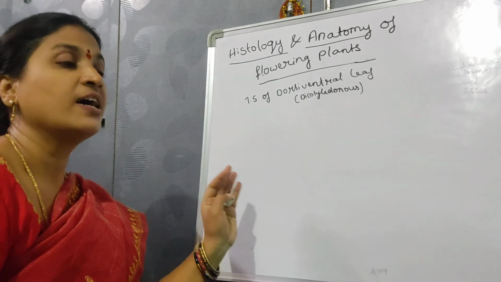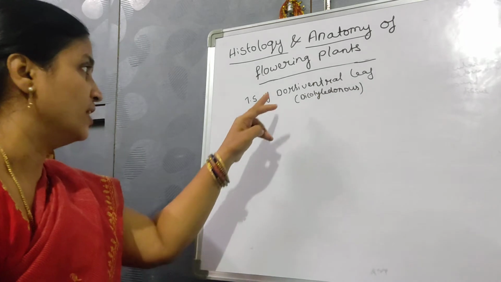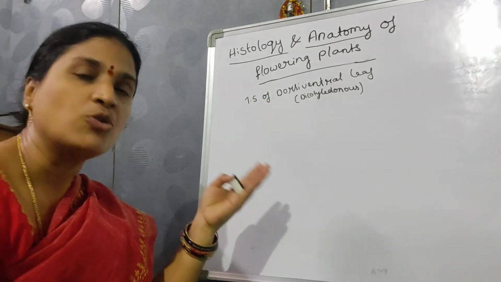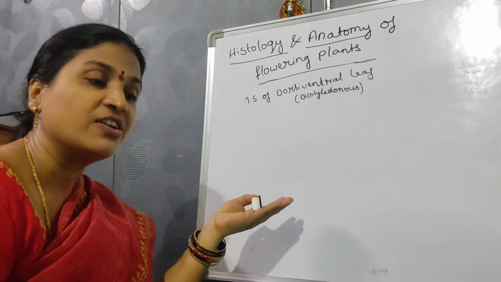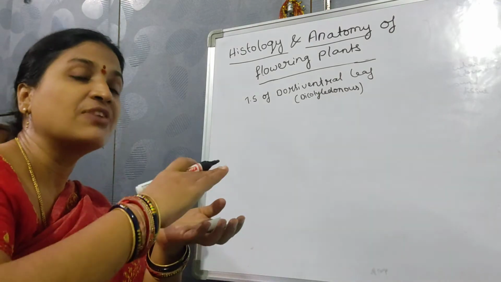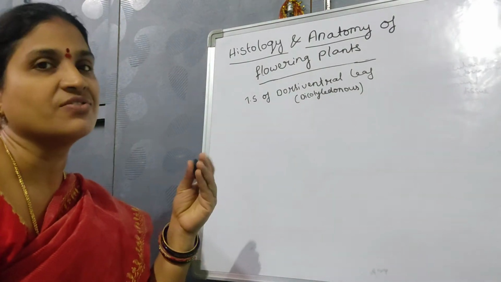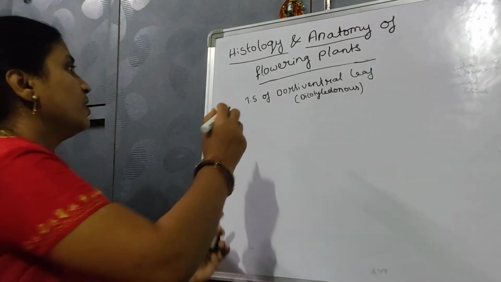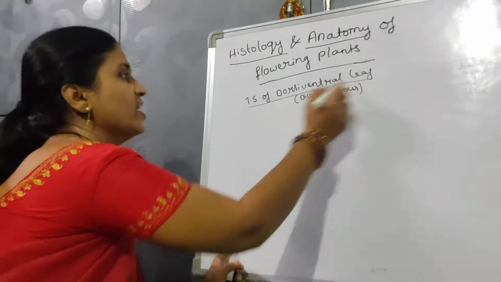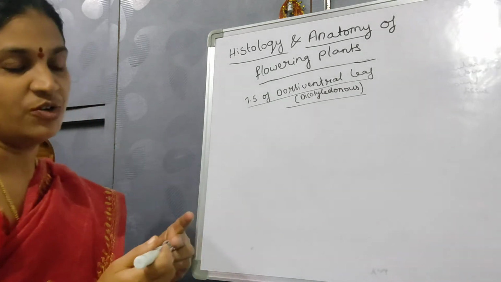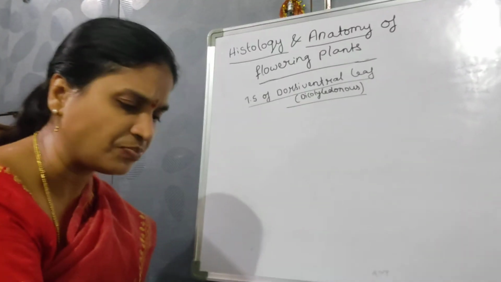In dicots, the leaves are called dorsiventral leaves. What do you mean by dorsiventral leaf? A dorsiventral leaf is a leaf that can be differentiated into a ventral surface and a dorsal surface. Two different surfaces we can differentiate. So here we are going to study the transverse section of the dorsiventral leaf or dicotyledonous leaf.